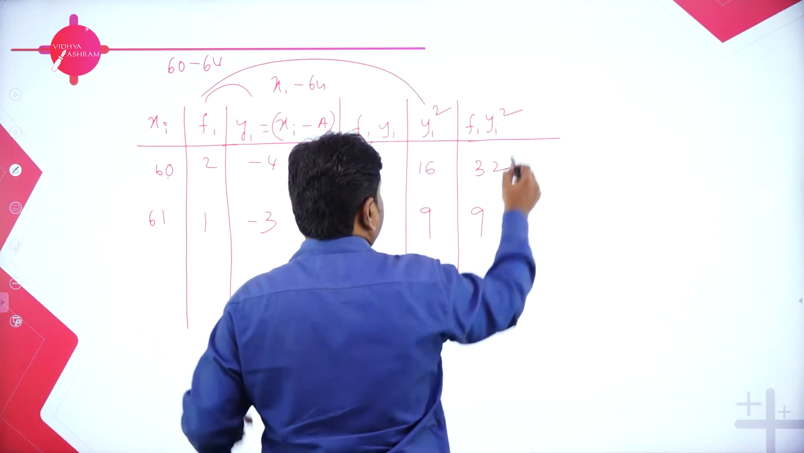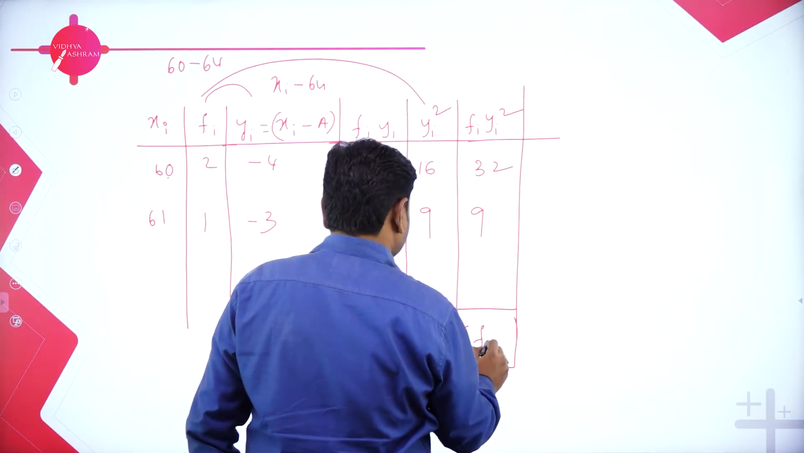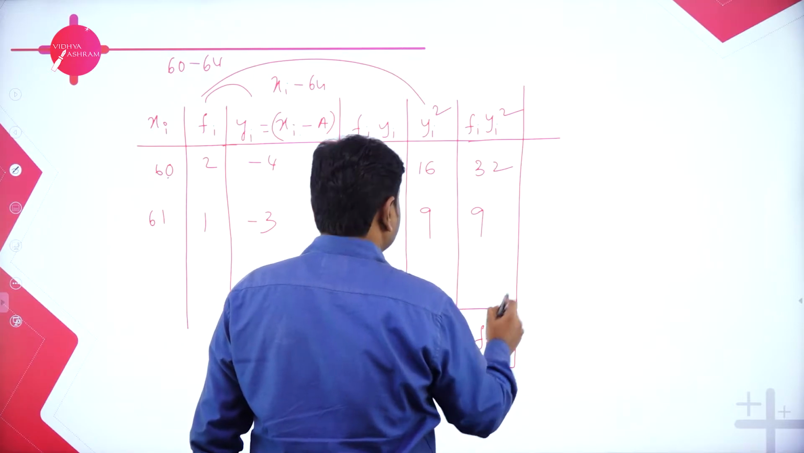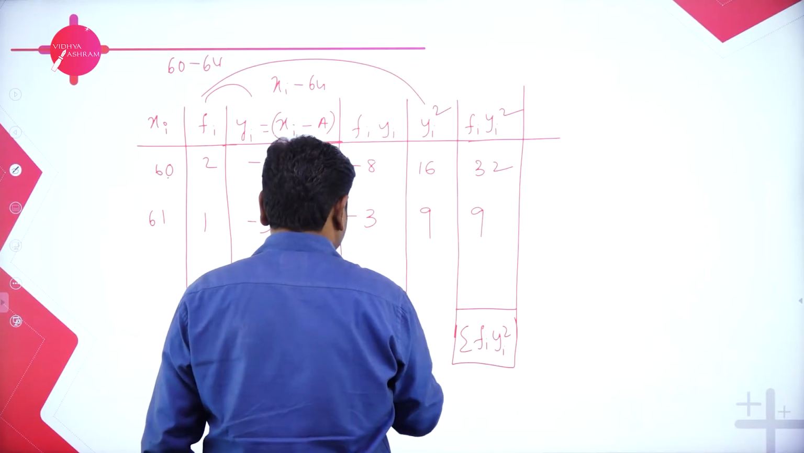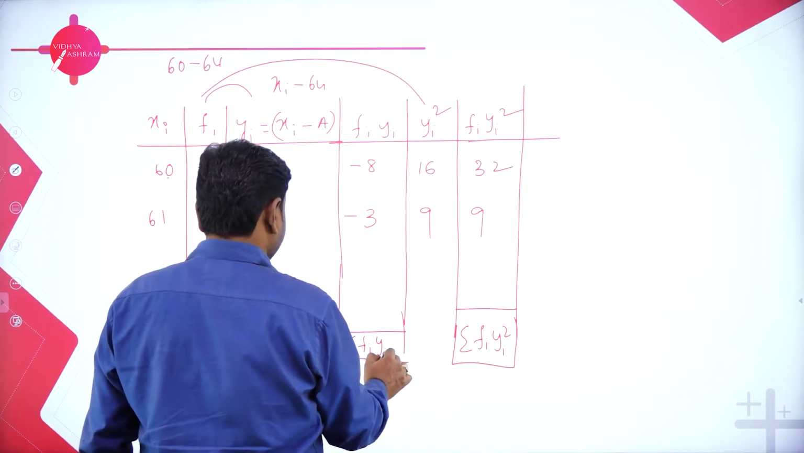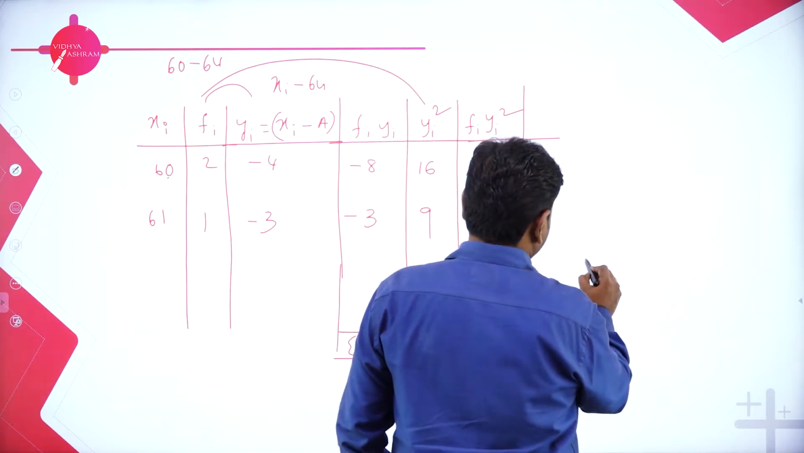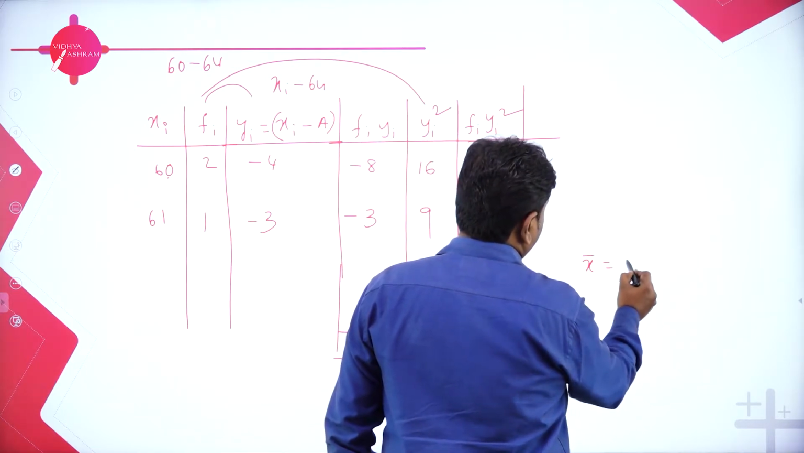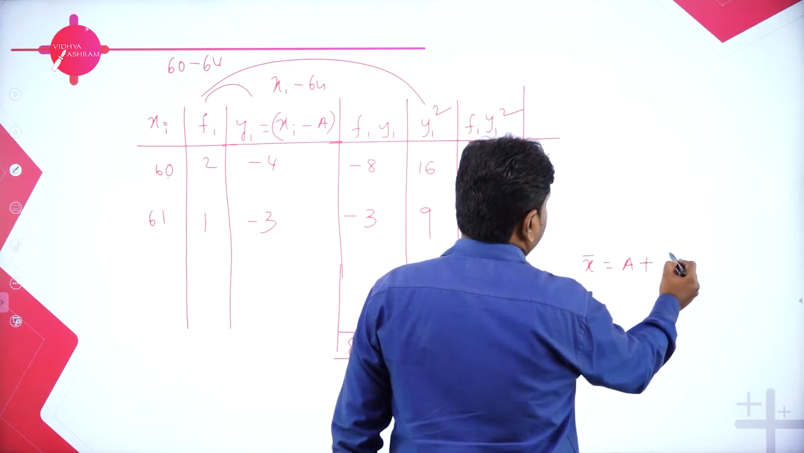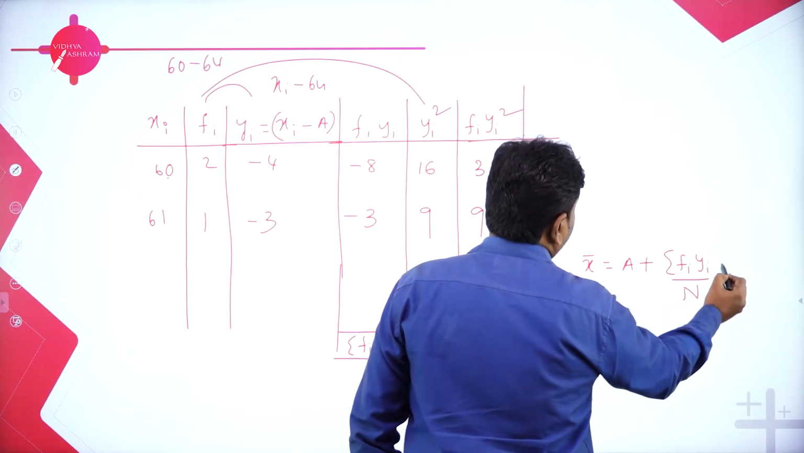9 1s are 9. Like this it goes on. Then here if you add it, you get sigma fi yi square. Then they want sum of this also, so you should add this. This will give you sigma fi yi. So now using this table, you can find x bar. What is x bar? Mean, assumed mean plus sigma fi yi divided by n into h.